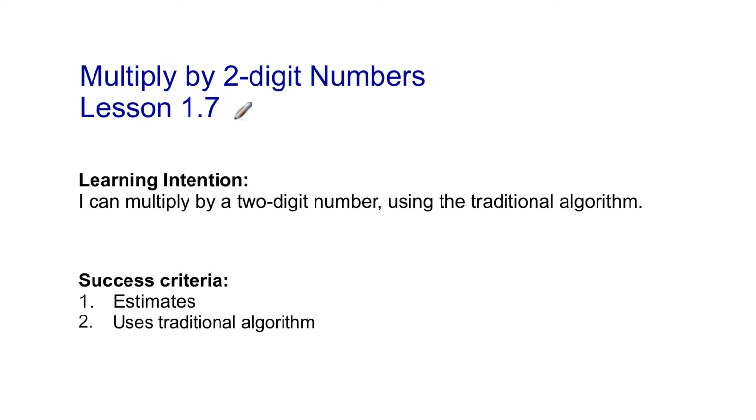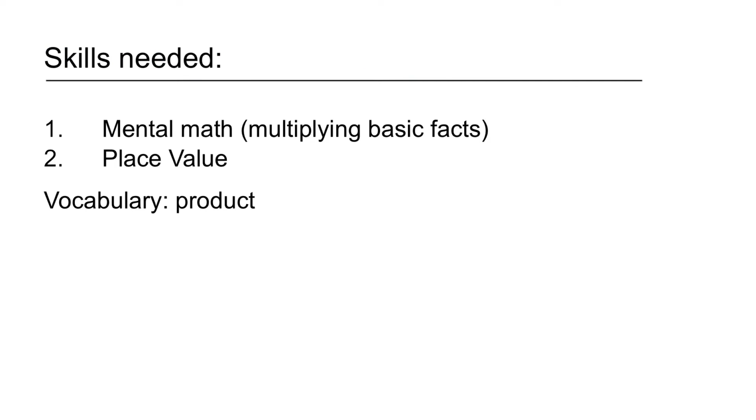Today it goes with Go Math Lesson 1.7, and your learning intention is that you can multiply these things using the traditional algorithm. So that's what I'm going to be demonstrating today, and our success criteria is, did you estimate first and see if your product is going to be a reasonable answer? And did you use the traditional algorithm? We know that there's multiple ways to multiply.